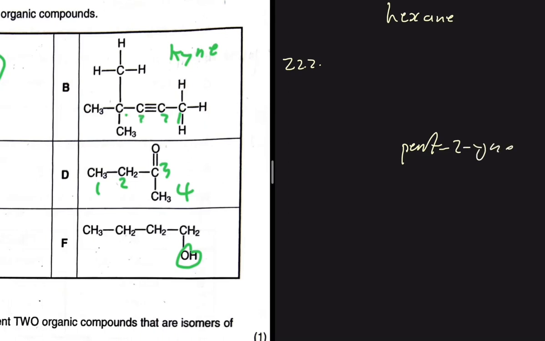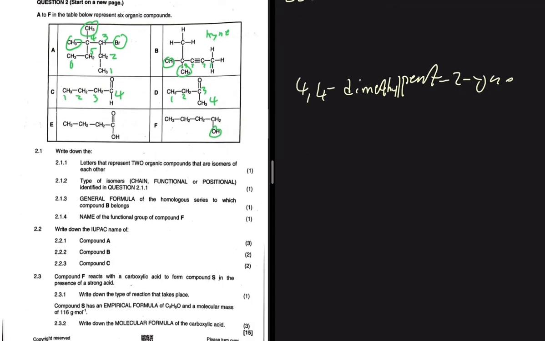So 3, 4, we have a branch on the fourth. We actually have 2 branches on the fourth carbon. So we're going to have 4,4-di because we have 2, right? And then methyl, and that's the name for compound B.